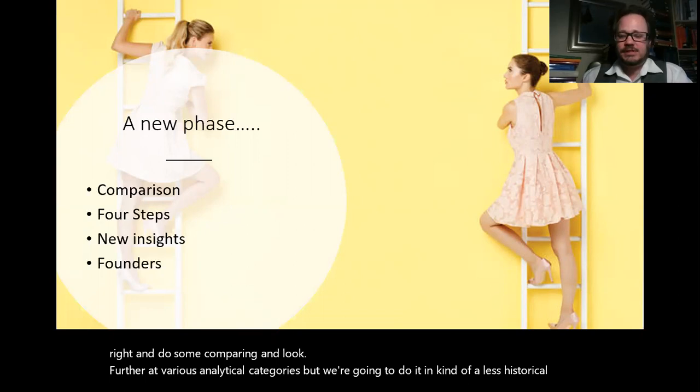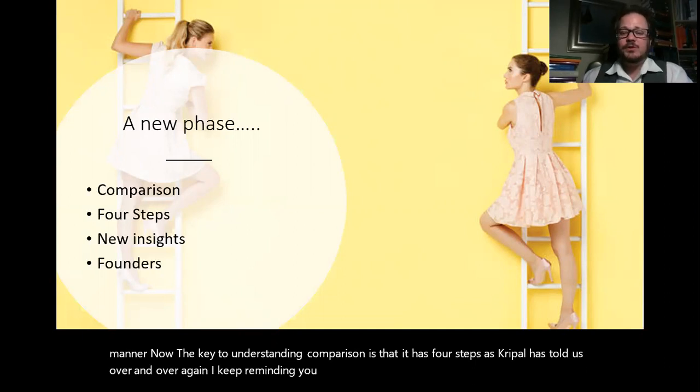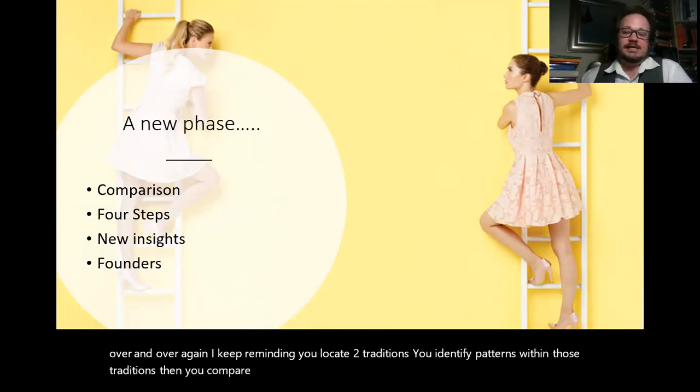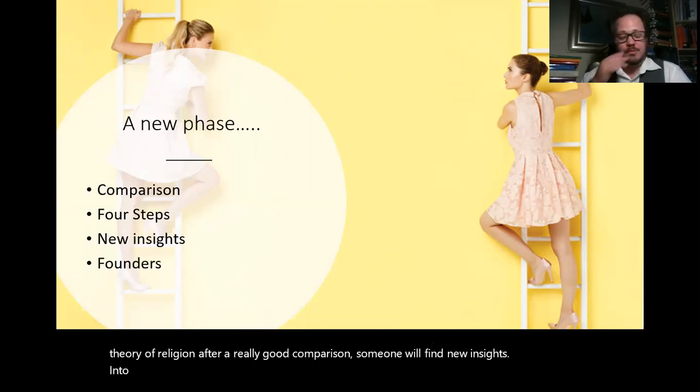Now, the key to understanding comparison is that it has 4 steps, as Kripal has told us over and over again, and I keep reminding you. You locate 2 traditions, you identify patterns within those traditions, then you compare those patterns toward finding or proposing a general theory of religion. After a really good comparison, someone will find new insights into each of the items compared.